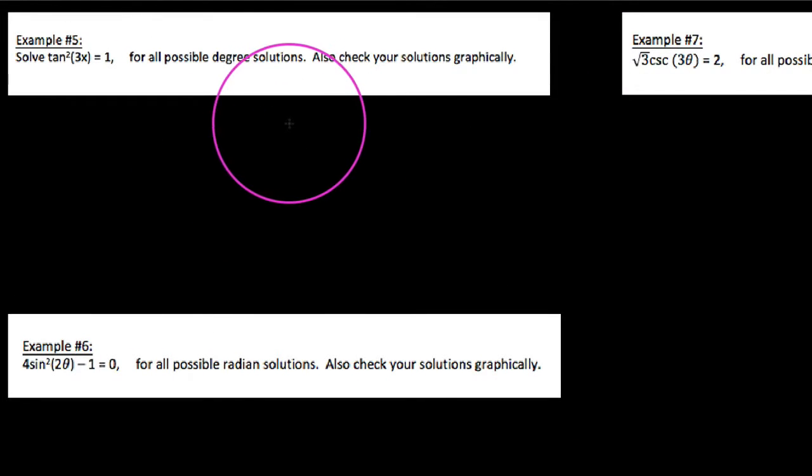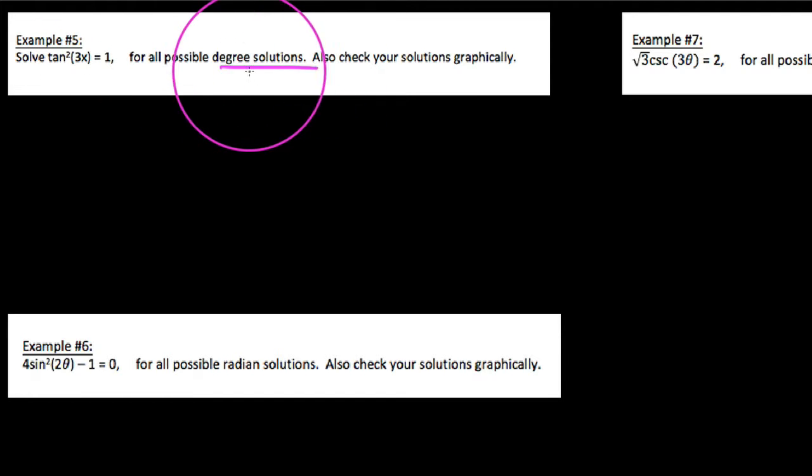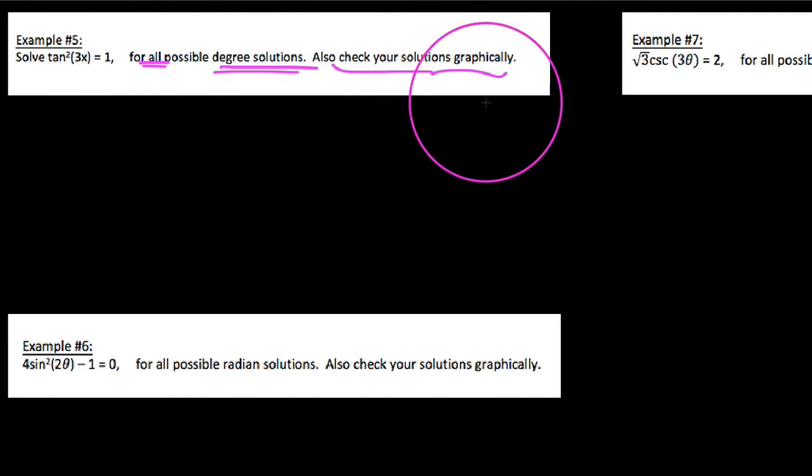In this video, we're going to be solving 3 more equations involving multiple angles when we talk about trig equations. So let's go ahead and start with this first one up here. It says solve the equation tangent squared of 3 times our angle is equal to 1 for all possible degree solutions. So we want our results in degrees, and we want all possible, okay? Also, we want to check this graphically, which I'll do before we tune out of this video.